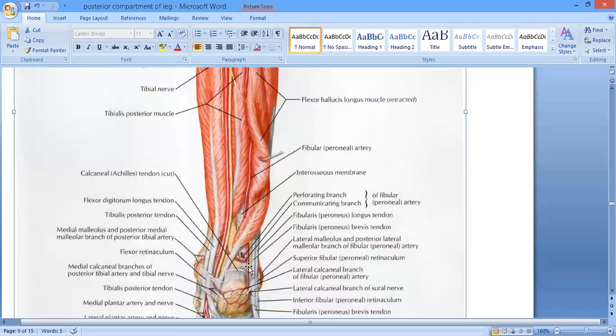And then it is going to divide into the lateral calcaneal branches. You can see this one. Any problem, children?